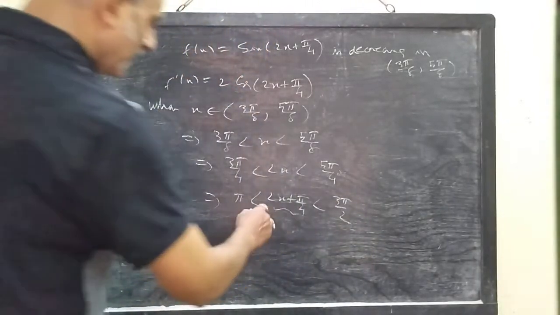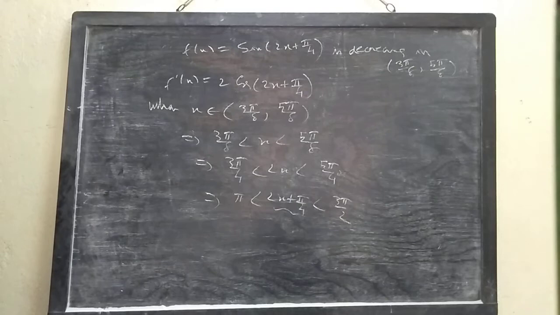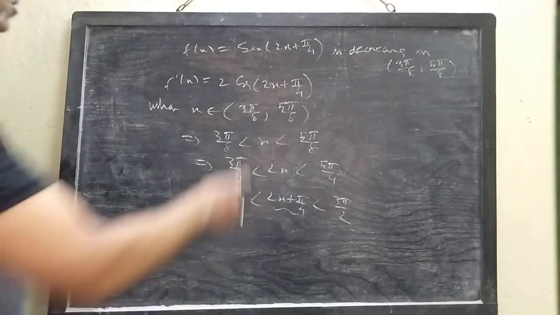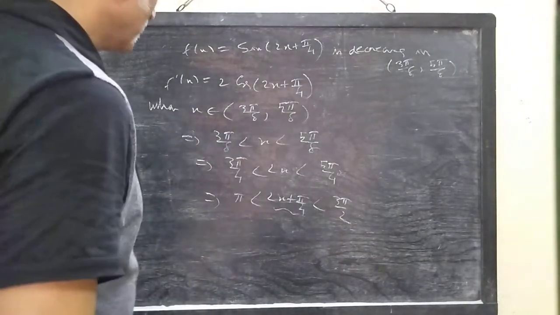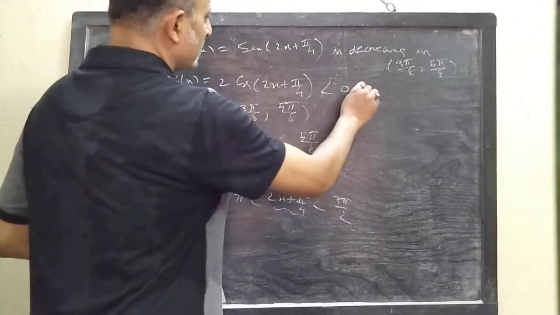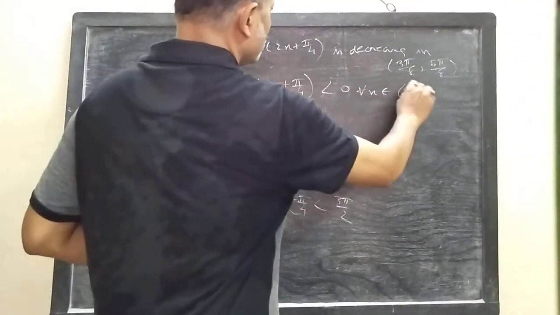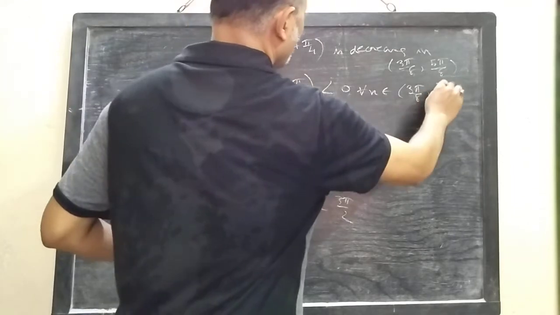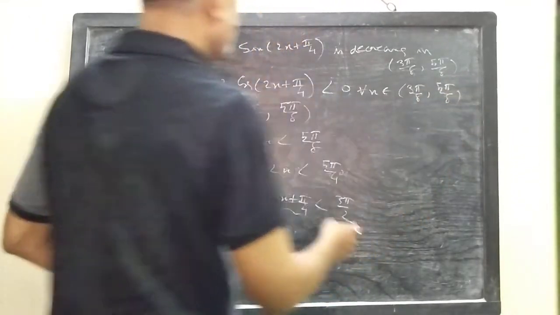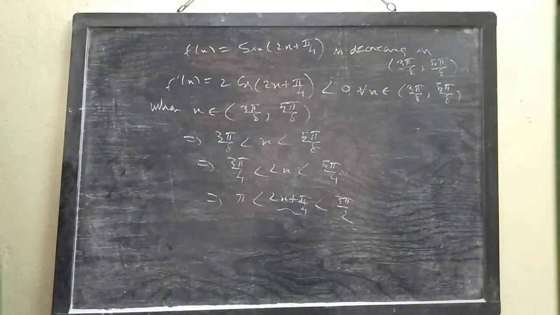So this angle lies between pi and 3 pi by 2, that is in third quadrant. And in third quadrant cos x is negative. So you can say this is less than 0 for all x belongs to 3 pi by 8, 5 pi by 8. So we can conclude that the function is decreasing in 3 pi by 8, 5 pi by 8. Okay.